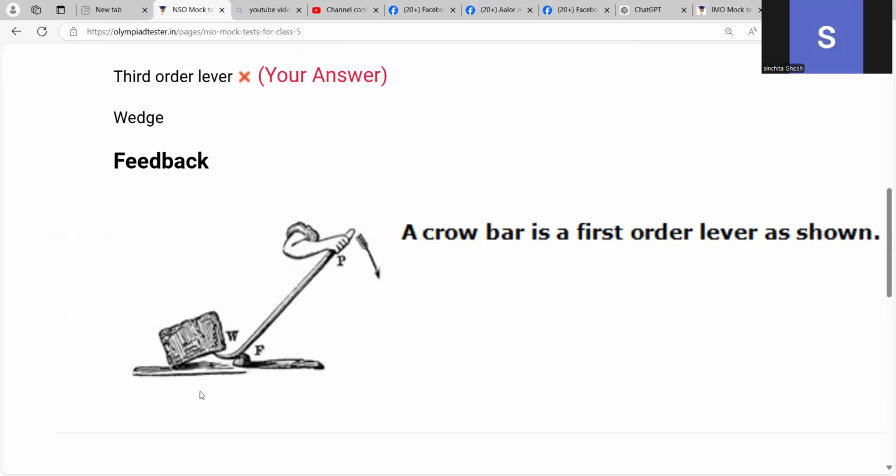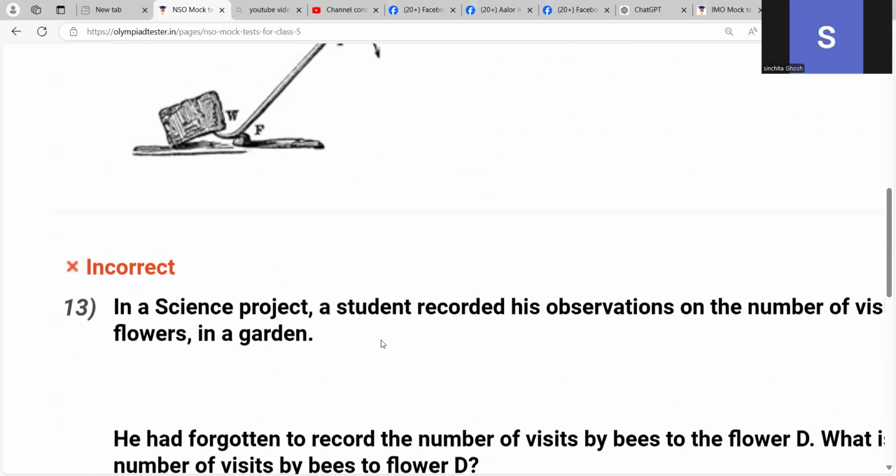What about third class lever? It's also very simple. In third class lever, the force is applied between load and the fulcrum. That is, between workload and the pressure. Force between workload and the pressure. So that describes why this one will be a first order lever and not third order lever.